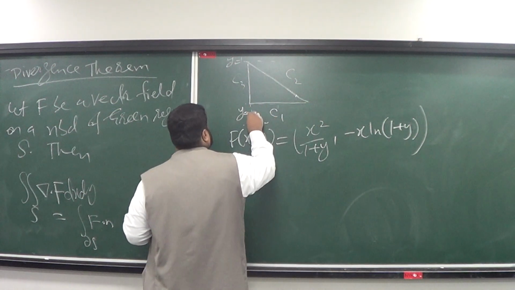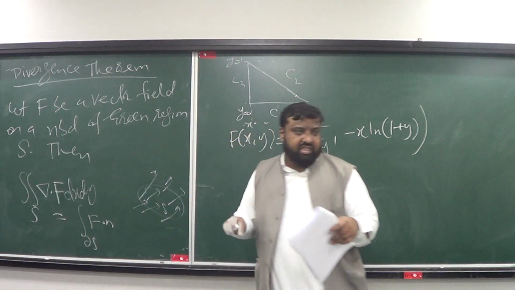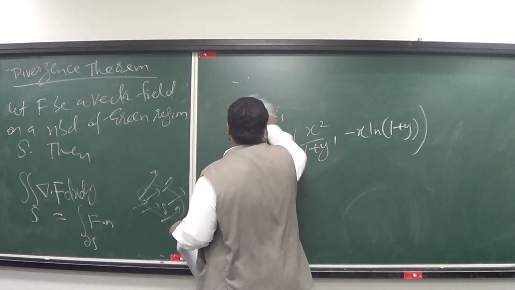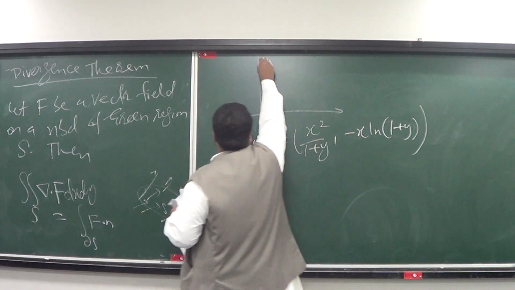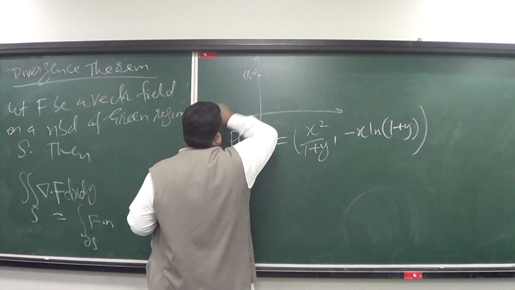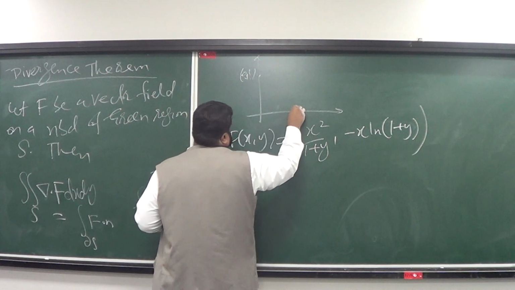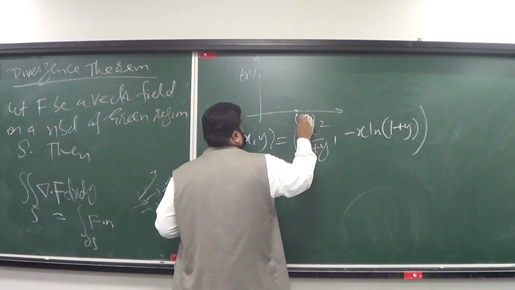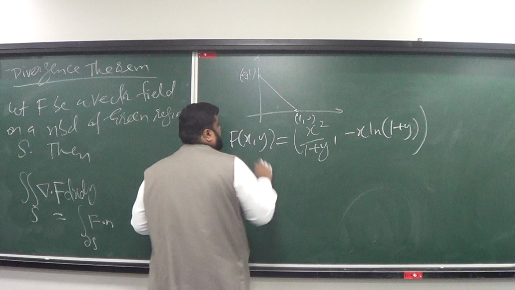Mathematically, it's better if I make it on a plane rather than directly. So imagine I have this xy plane, and this point is (0, 1), and this point is (1, 0), and I'm making a triangle out of it.